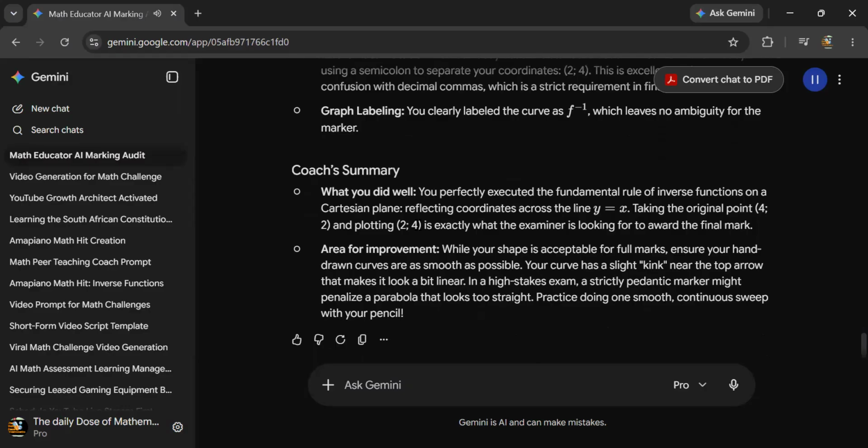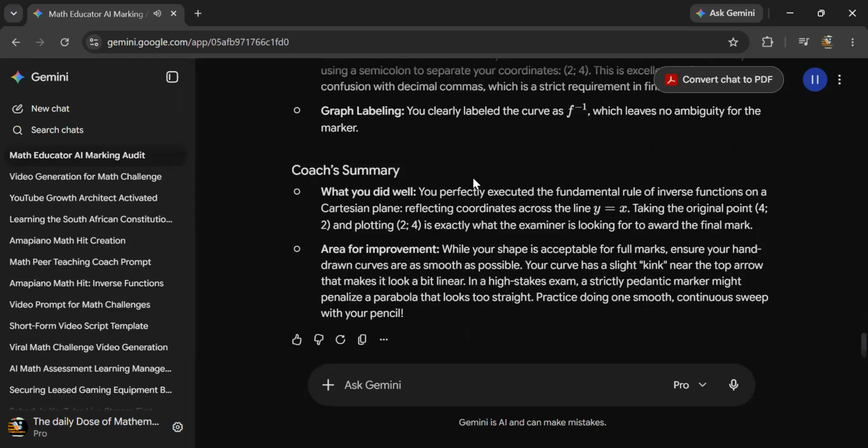You perfectly executed the fundamental rule of inverse functions on a Cartesian plane, reflecting coordinates across the line y equals x. Taking the original point (4, 2) and plotting (2, 4) is exactly what the examiner is looking for to award the final mark. Area for improvement.